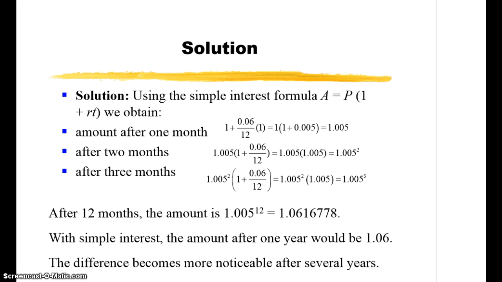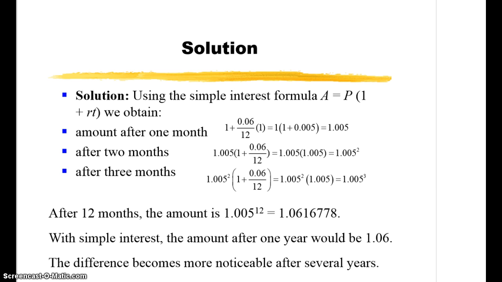Well, using the simple interest formula, let's see what happens month by month here. So we'll use this formula, A equals P times 1 plus RT from the last section, and we'll see what happens. So P is 1 for us, right? So we're really multiplying by 1. The rate is 0.06. The time is 1 over 12 because we have 12 months that make up a year, and that's how we get 1.005.